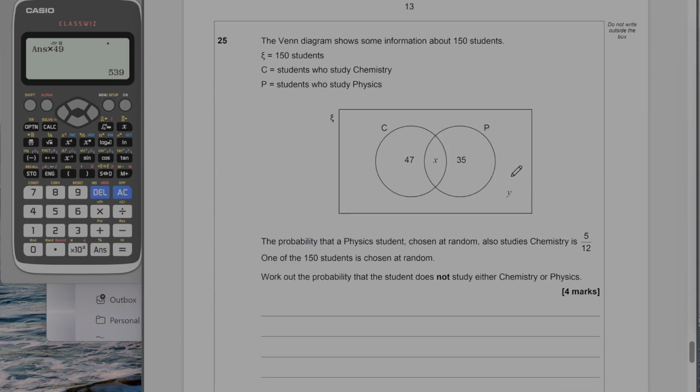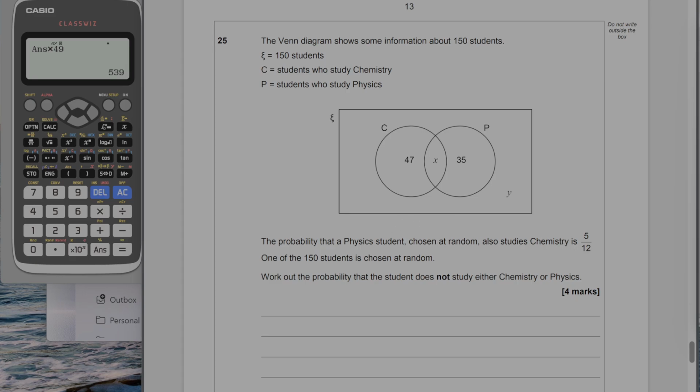539. Right, question 35. A Venn diagram shows us some information about 150 students. The universal set is 150 students. C is equal to students who study chemistry. P is students who study physics. Okay, we've got two missing values. The probability that a physics student chosen at random also studies chemistry is 5 over 12.